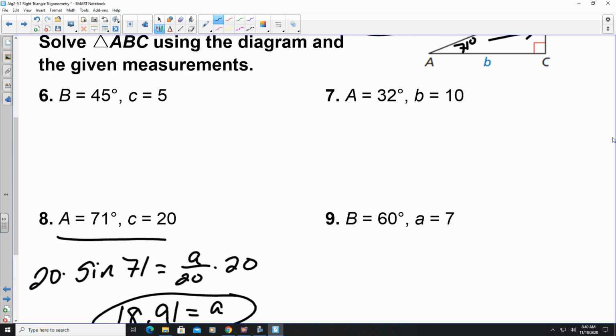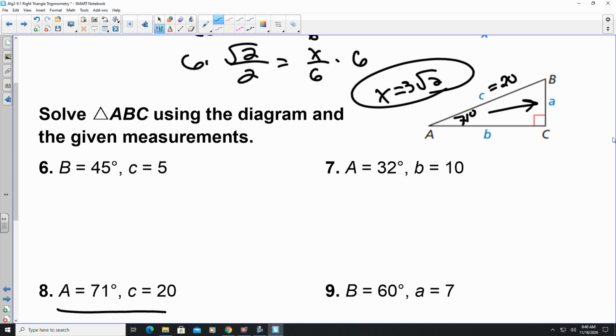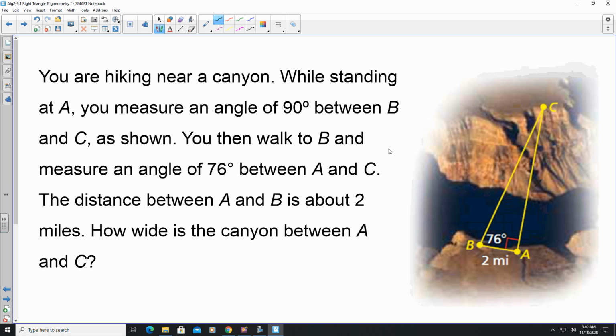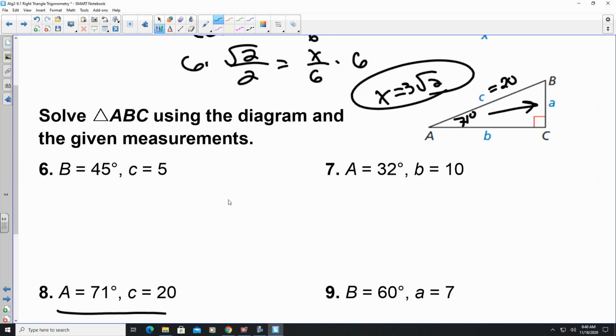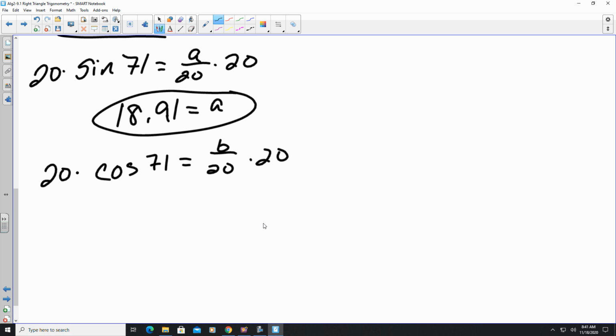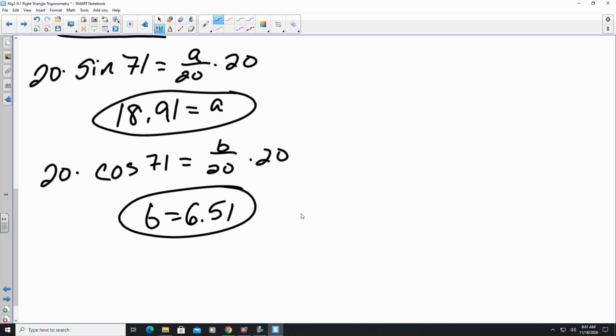Now for B, with respect to 71 degrees, it's adjacent over hypotenuse, so it's going to be cosine. Cosine of 71 degrees is going to be equal to B over 20. So now you multiply 20 over here, and I get cosine of 71 times 20. B comes out to be equal to about 6.51. So that is how you find those.